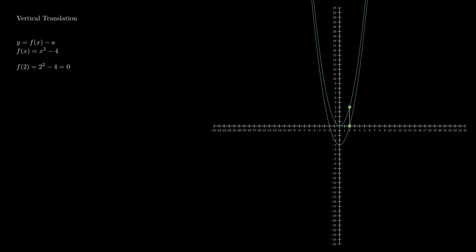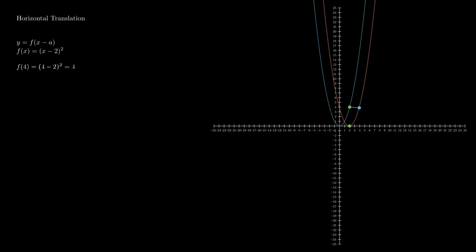Okay, now let's return to our original function and make a horizontal translation. This one surprises many students. When we write y equals f of x minus a, for example f of x minus 2, or f of x equals (x minus 2) all squared, the curve shifts 2 units to the right. We need the vertex to be at the point (2, 0) instead of (0, 0). So our point moves from (2, 4) to (4, 4).